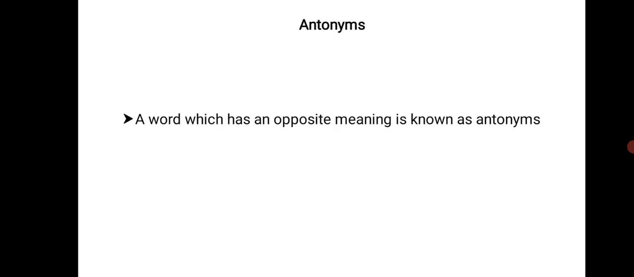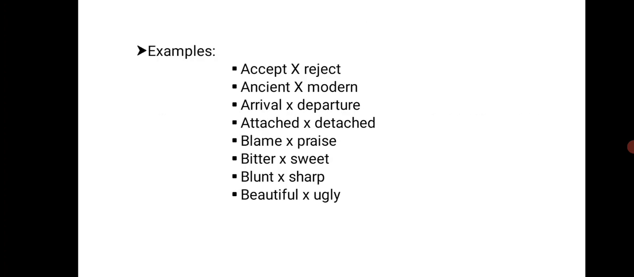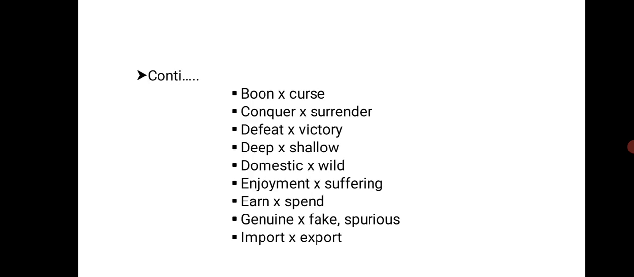And antonym, as I was saying at the very beginning, a word which has an opposite meaning is known as antonyms. Opposite words: accept, opposite reject; ancient, modern; arrival, departure; ugly, beautiful, or beautiful, ugly. And as I told you already, the examples which I have brought here are very useful for the sake of examinations.